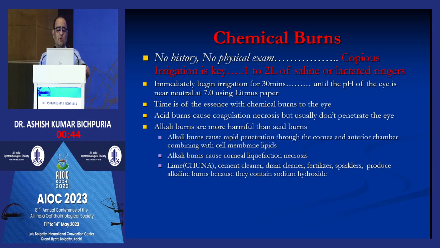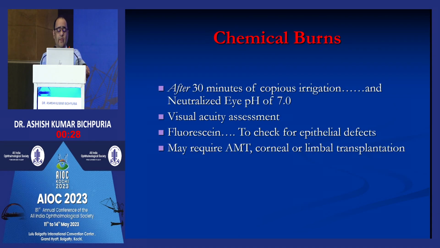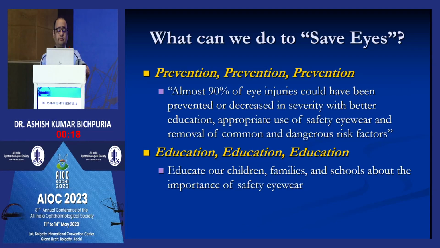Acid burn causes coagulation necrosis, but is less harmful. Alkali burn causes liquefaction necrosis and penetrates deep into the ocular structures. Lime, commonly known as chuna, is the most common form of injury. Others are drain cleaner, cement, and fertilizers. So after 30 minutes of copious irrigation and neutralizing eye pH, visual acuity assessment is done. Fluorescein to check the epithelial defect. May require later AMT, corneal or limbal transplantation.